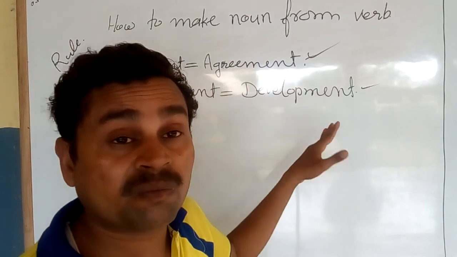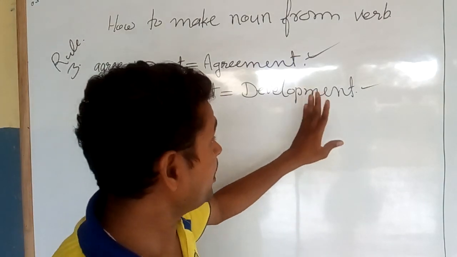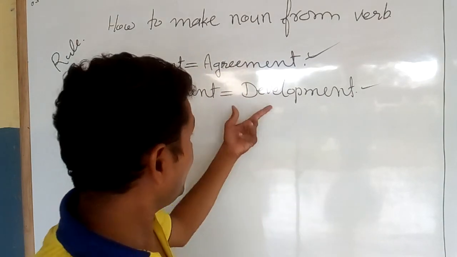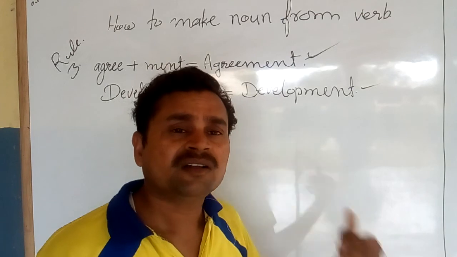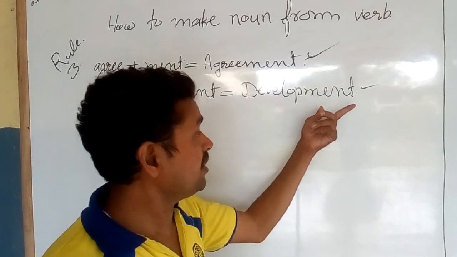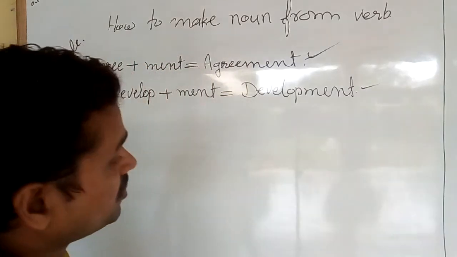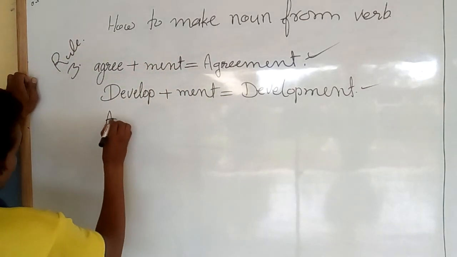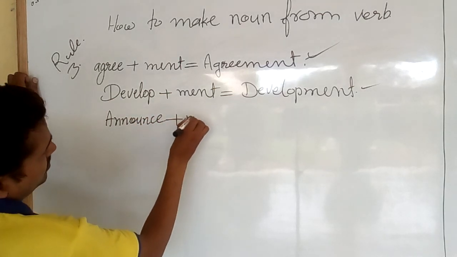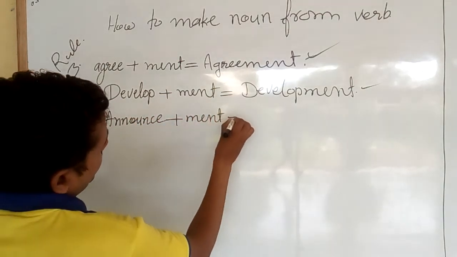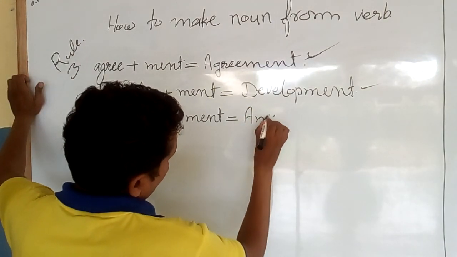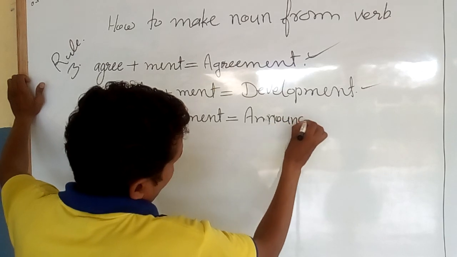But there are definite words. You can't add -ment in every word. It will be wrong. So learn the rules and learn the words which are compulsory to add -ment to. For example, announce, and plus you can add -ment. Announce. Announcement.